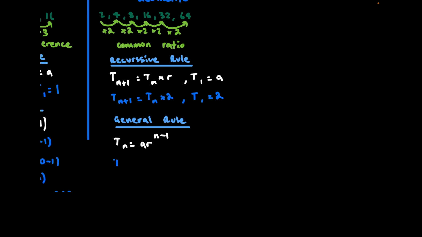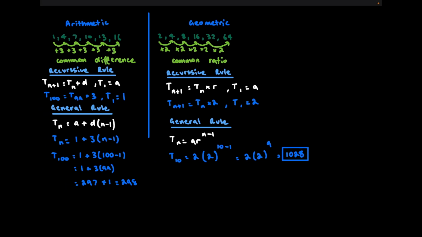So if I wanted to work out what T10, the 10th term, is, I would need the first term, which is a, so in this case 2, times the common ratio, which is also 2, to the power of 10 minus 1. So that's the same as 2 times 2 to the power of 9. Okay, and that is the same as 512 times 2, which is 1024. And that is how you work out the general rule of a sequence.